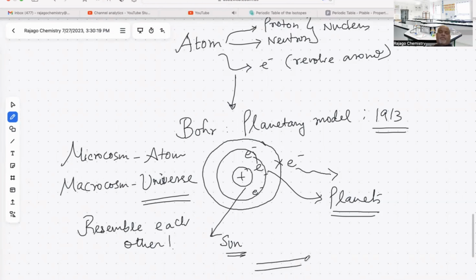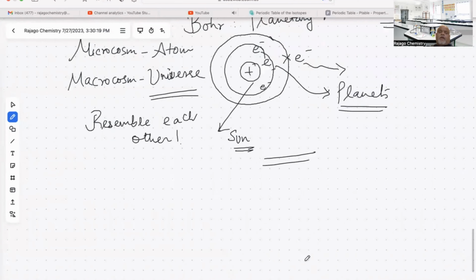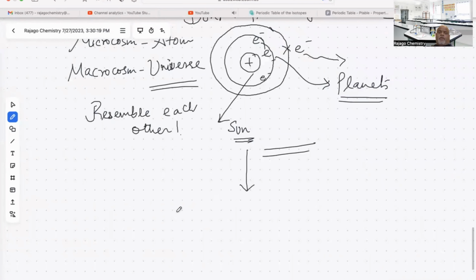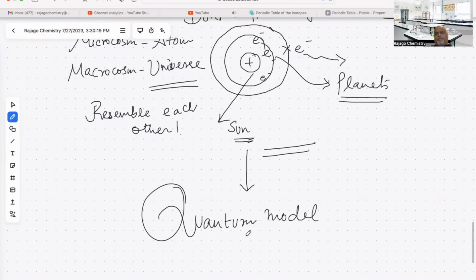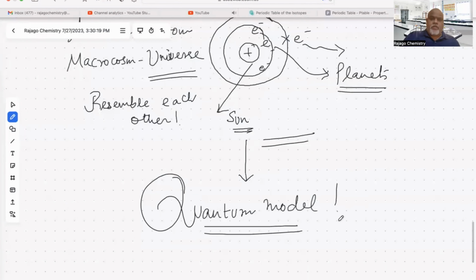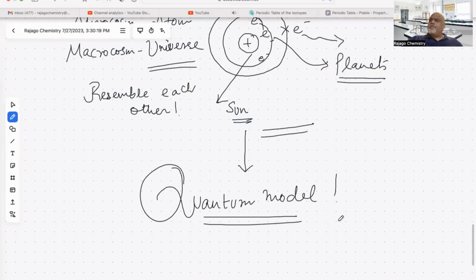This is very, very important. Now, what we follow is the quantum model. That is the latest model that we follow. We'll go over this model later, when we go over the electronic configuration.